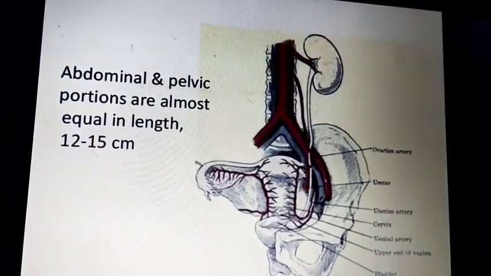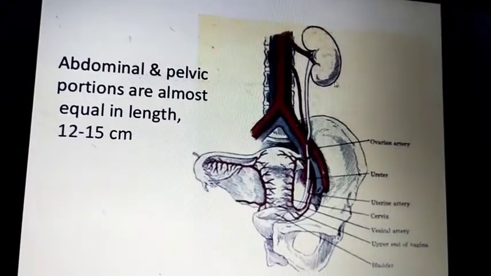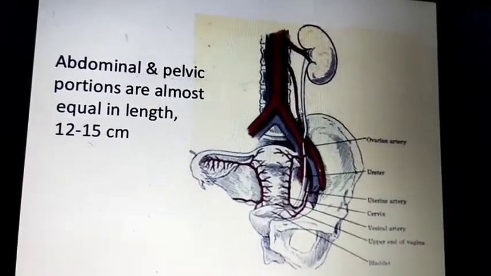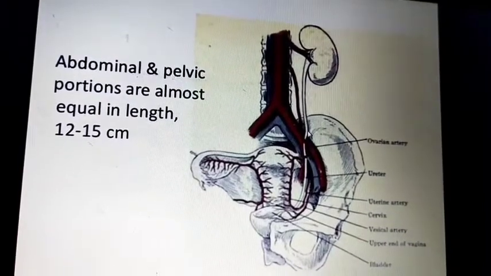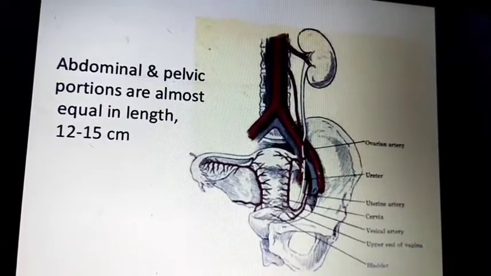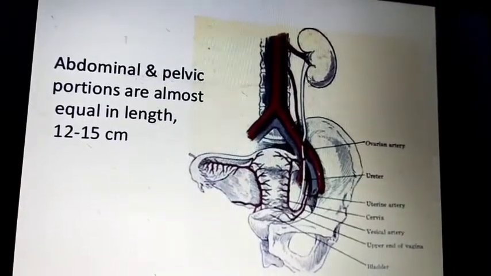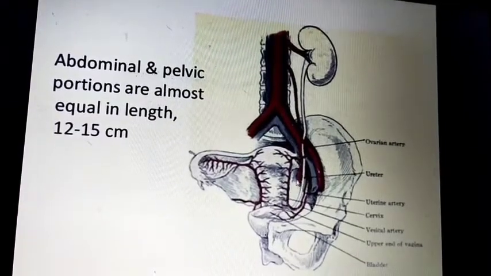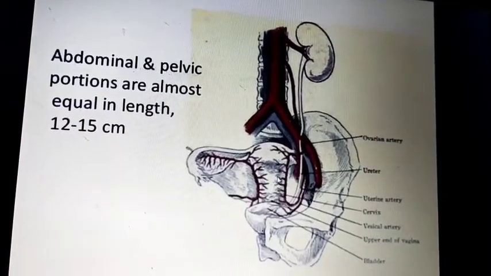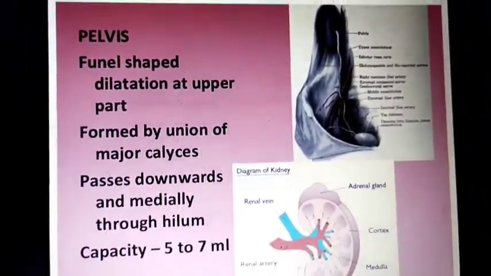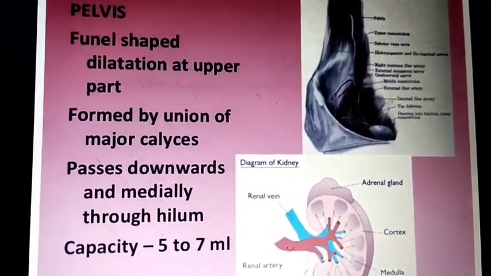You can see here, I already told, this is the pelvic brim or inlet of the pelvis. Above this is the abdominal part, and from here it is the pelvic part. The length of the abdominal and pelvic portions are almost equal in length. In that we can study the pelvis part.